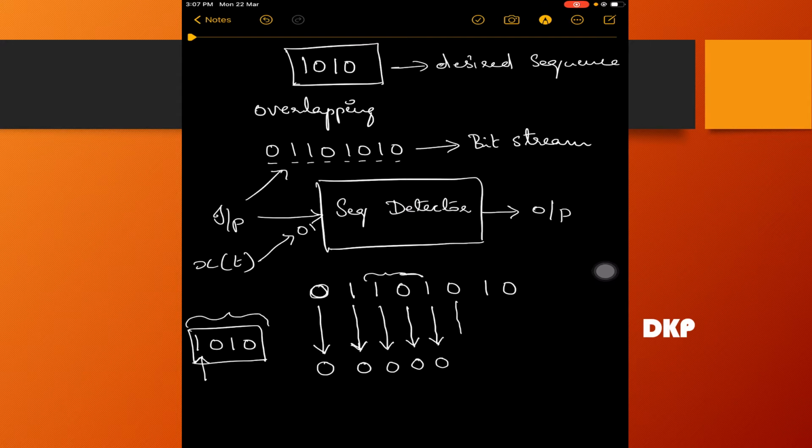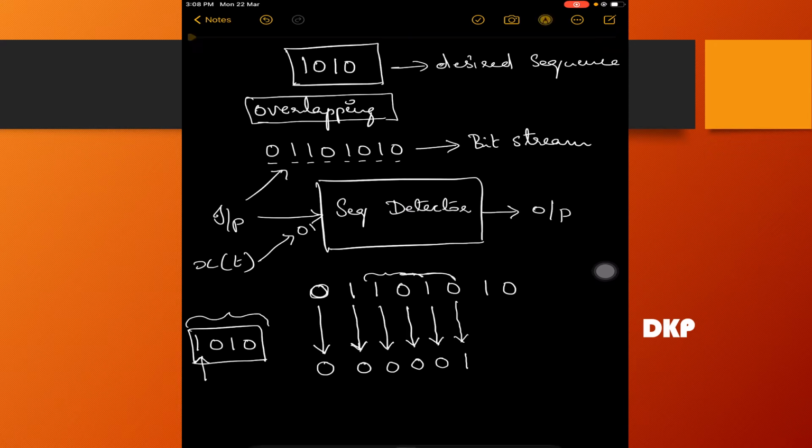Now, in the next input, that is 0, when it gives 0 as the input to the sequence detector, it will detect the desired sequence 1 0 1 0 and it will give an output 1. So, here the sequence is completed. Now, I will talk about this overlapping and without overlapping. First, I will talk about without overlapping.